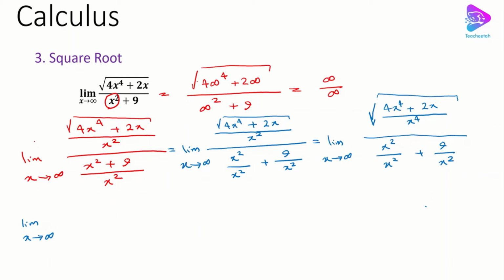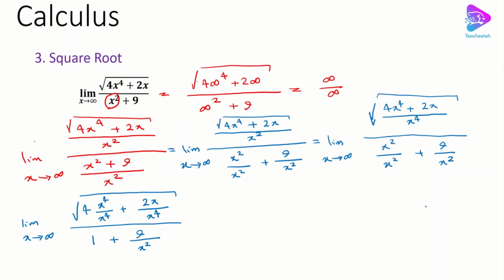Let me rewrite it in a better way. So it's going to be the limit of 4 times x to the power of 4 plus 2x, all over x to the power of 4, over 1 plus 9 over x squared. Okay, x to the power of 4 over x to the power of 4 we have on the top of this function, and x is approaching infinity and we are inside a square root.